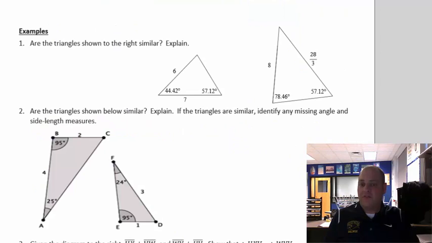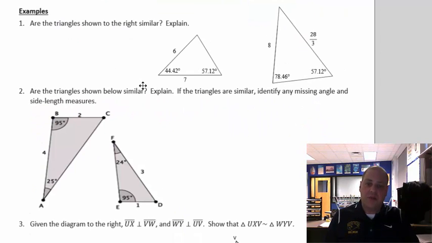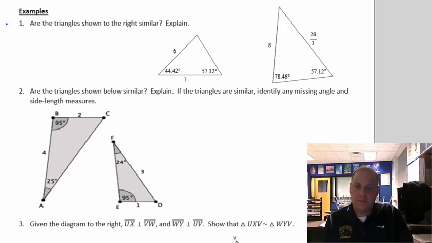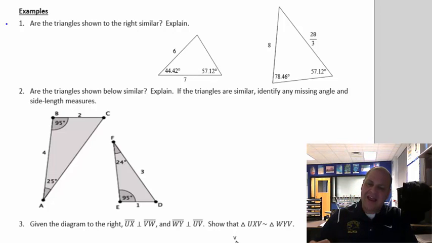Now, we're going to call it different scenarios in these examples, and we're going to be asked to figure out if these are similar or not. So, first example, and I'm just going to tighten up my pen a little bit here. They gave us two triangles here. You don't even need the sides. You just need the angles. I have 44.42 and 57.12. You know the three angles of a triangle add up to 180, so we have to do a little bit of math. I did it ahead of time just to save time on the video for you.